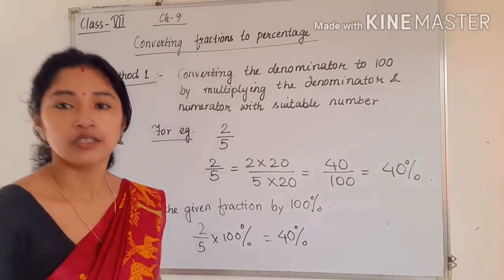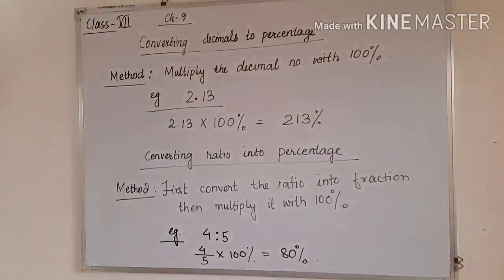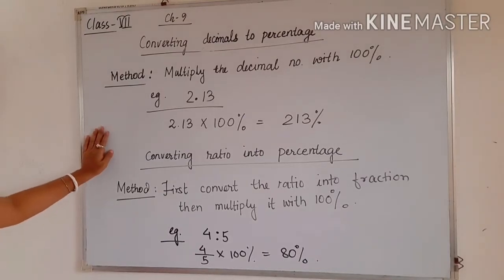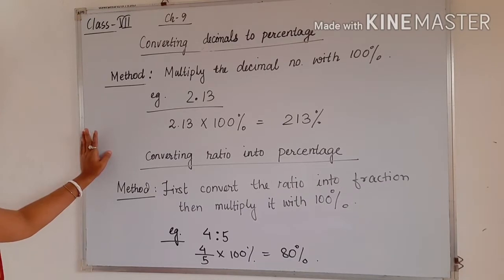Okay students, so next is converting decimals into percentage. Here we just have to multiply the decimal number by 100%.